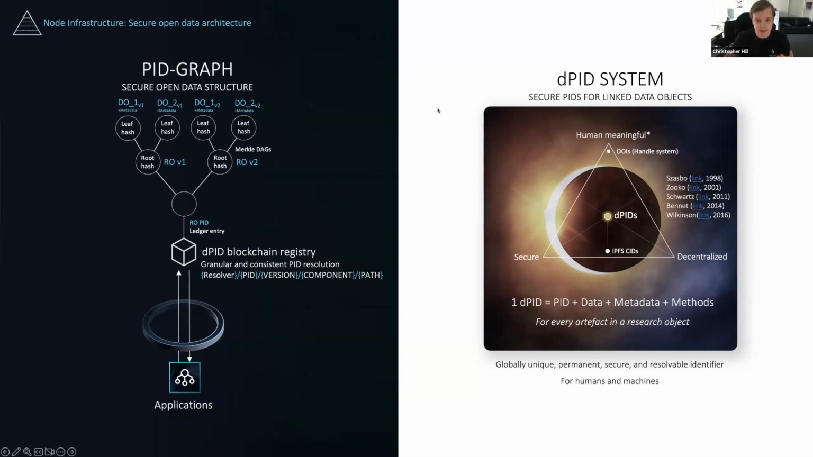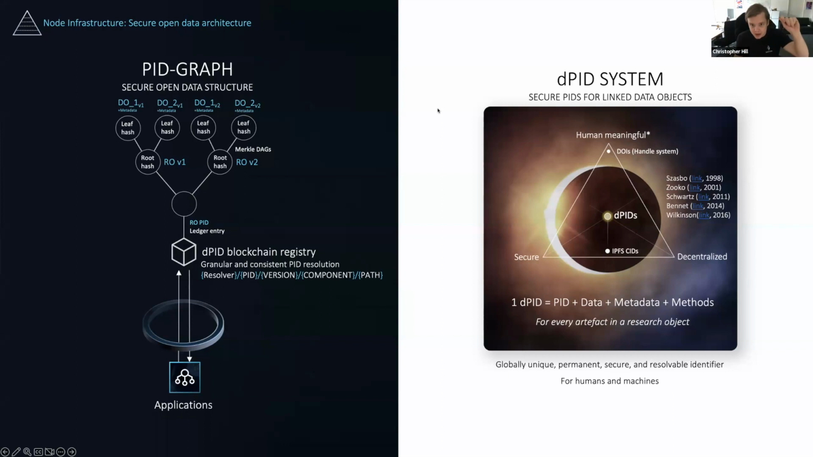And the system is based on a history of research, which goes back to Nick Szabo and others who have been working on this trilemma in computer science called Zooko's triangle. Zooko's triangle is essentially a trilemma that says that any namespace for digital objects should have 3 properties, but you can only have 2 of them. It's secure, decentralized, and human meaningful.